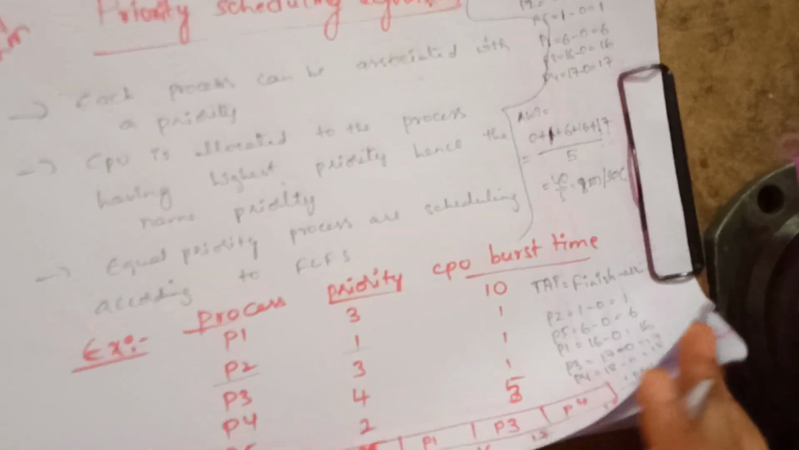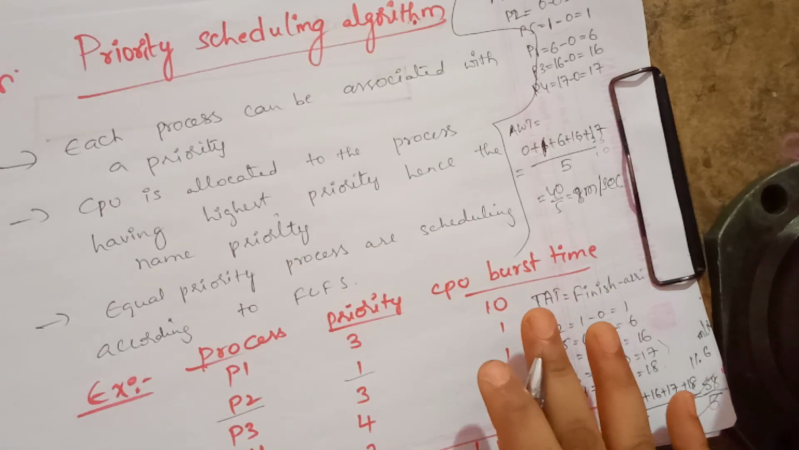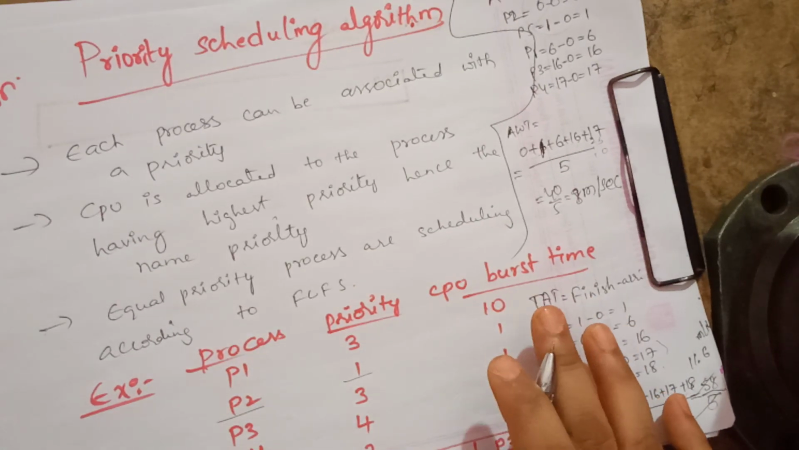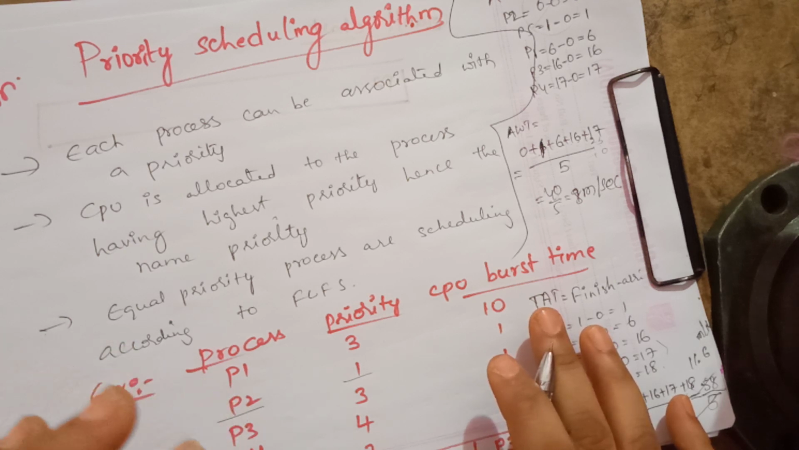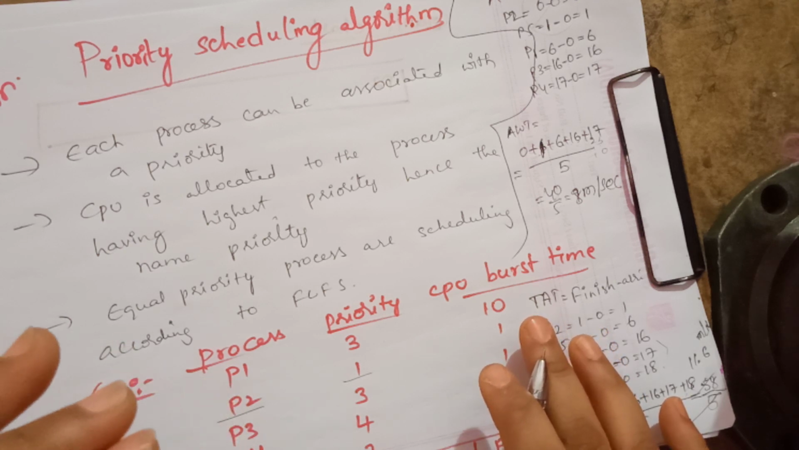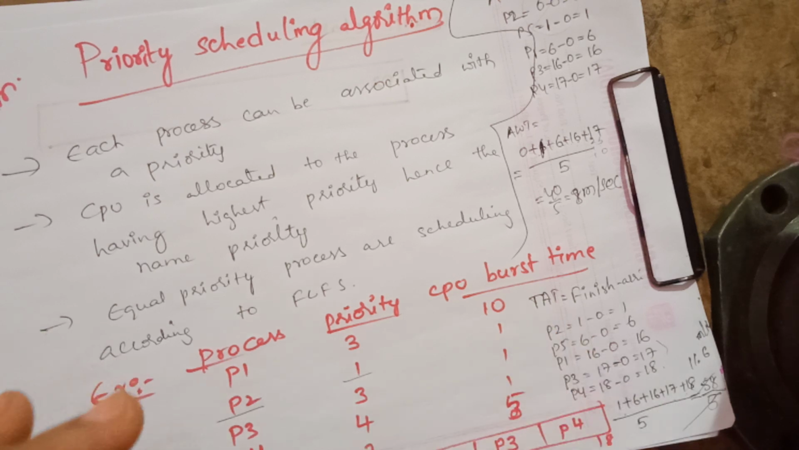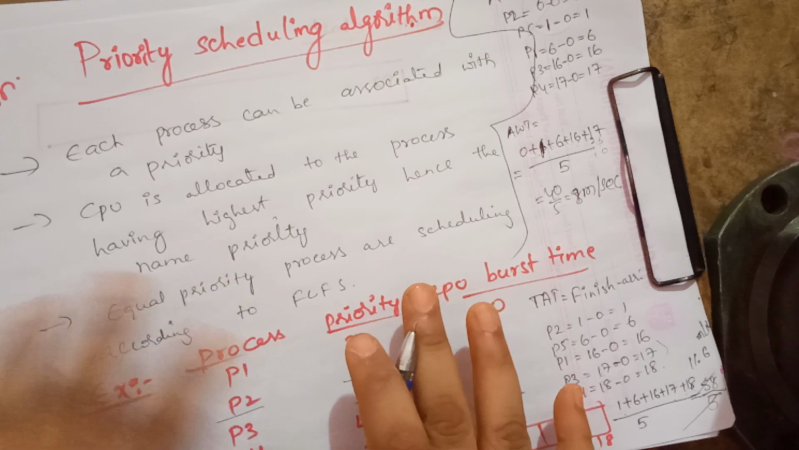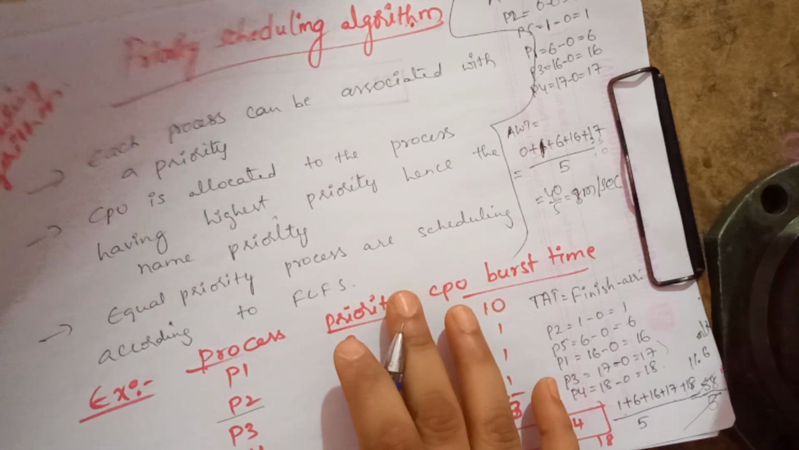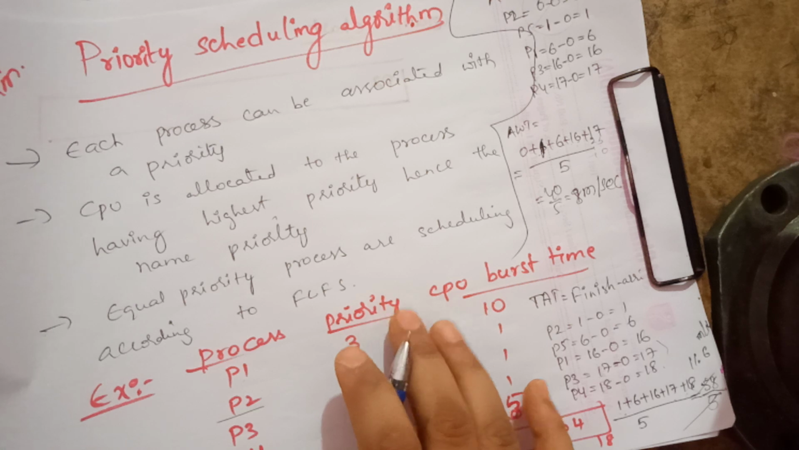Like this we calculate the turnaround time as well as the average waiting time for the priority scheduling algorithm. In this priority scheduling algorithm we look only at priorities first. Whichever process has the highest priority, that process is allocated the resources first and is executed first. This is a CPU scheduling algorithm, the priority scheduling algorithm.